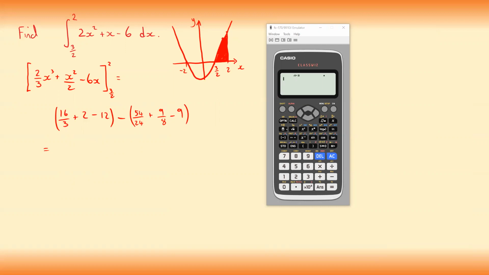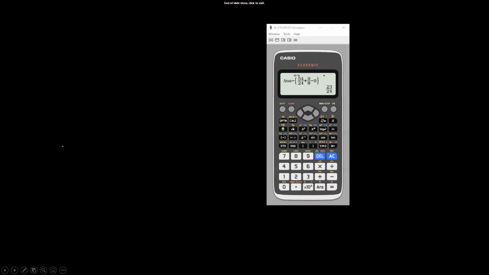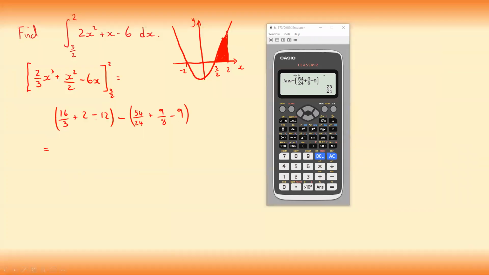So if I just put that into my calculator here, I've got 16/3 plus 2 minus 12. Now I want to take away 54/24, which probably simplifies for definite, 9/8, and then minus 9. So my final answer there is 23/24. Why won't you work? There we go. So that's what I get.